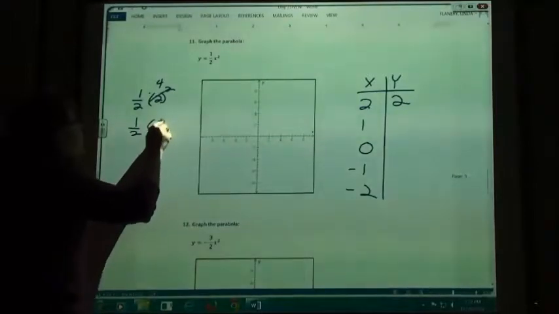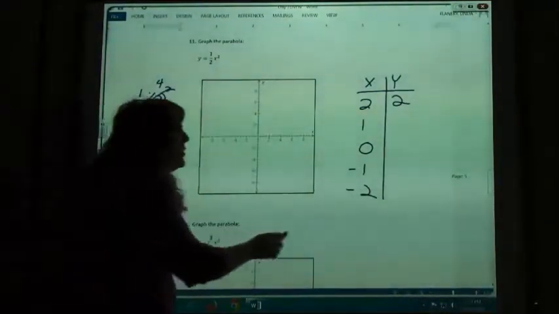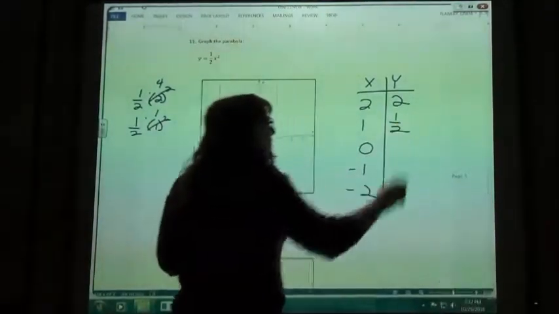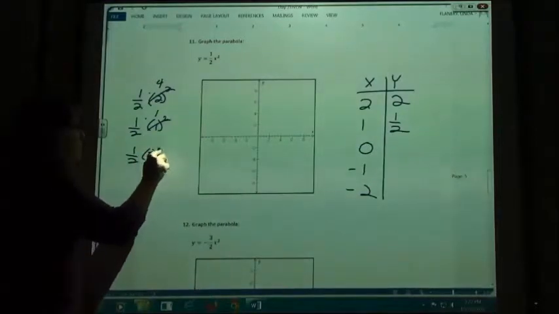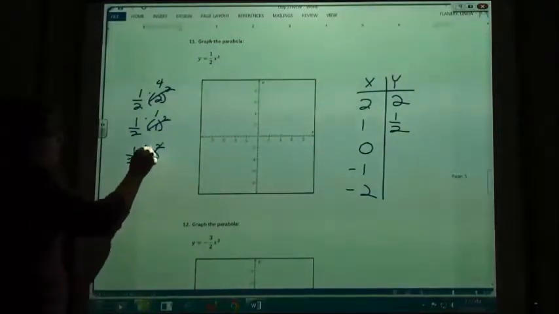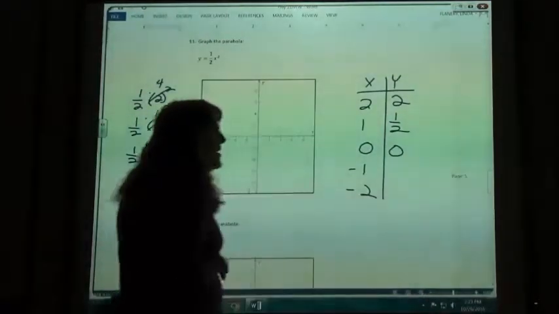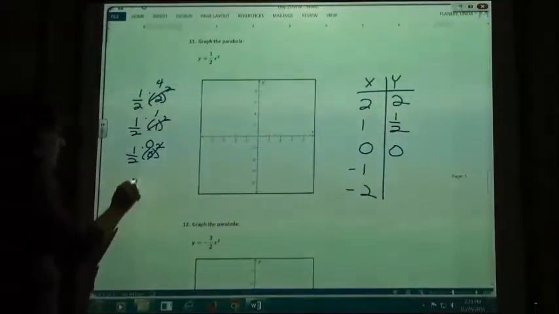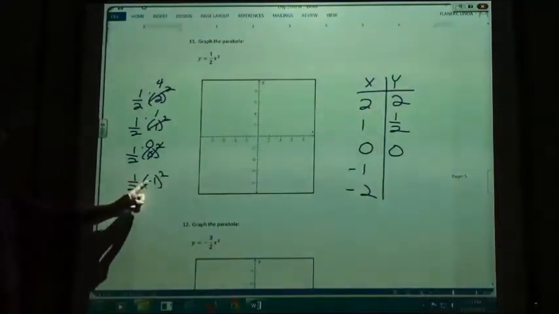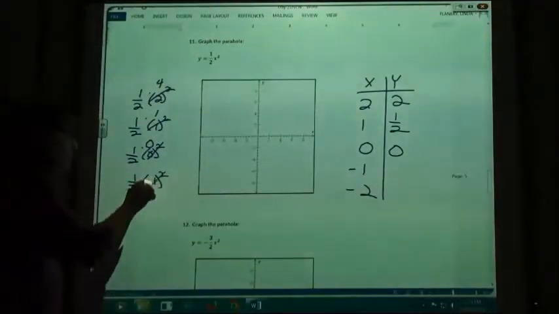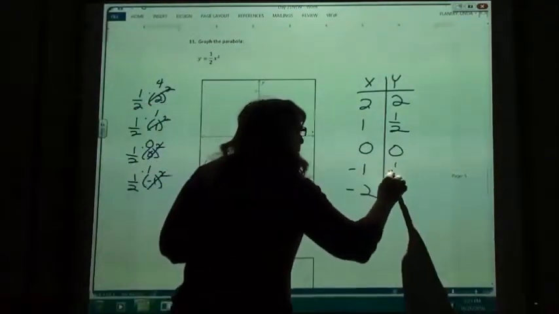1/2 times 1 squared. 1 squared stays 1. 1/2 times 1, still a half. 1/2 times 0 squared. 0 squared is 0, and anything times 0, still 0. 1/2 times my negative 1 squared. When I square a negative 1, it becomes positive 1. So 1/2 times 1 is 1/2.